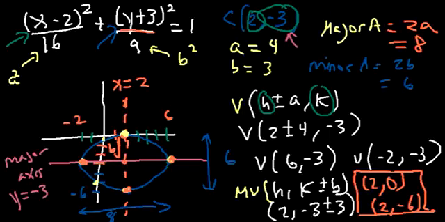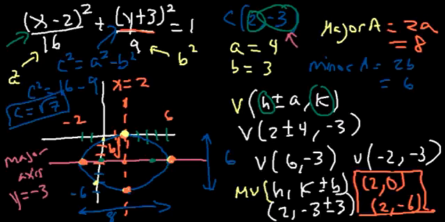Now the last thing we need to do is find the foci. The foci should be somewhere along the major axis. Those points aren't precise, but it's a rough estimate. The first thing you need to do is find the value of c. So c squared is a squared minus b squared, which is 16 minus 9, that's 7. So if you take the square root of both sides, c is radical 7.